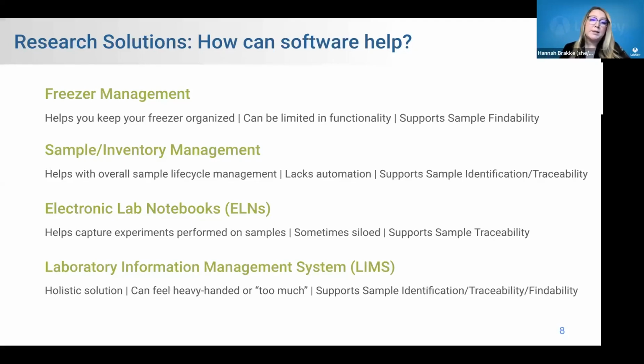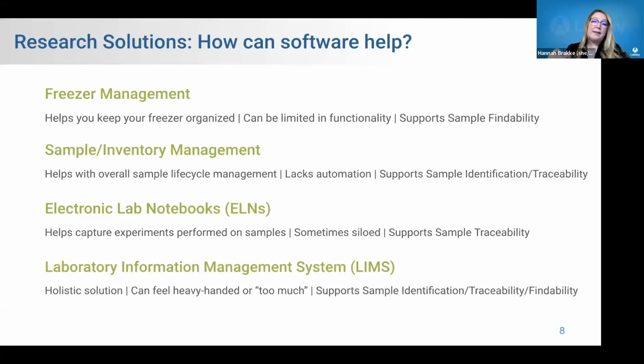ELNs, or electronic notebooks, will certainly help you capture those experiments that are performed on samples. So really supporting that sample traceability again: what's happened to this sample, who did what, when, with what reagent almost. And these are really great tools for capturing that. They usually have some sort of searchability to them as well, but they can be siloed. So you might end up with an ELN that you really, really like, but then you're lacking that freezer management piece and not having those things integrated.